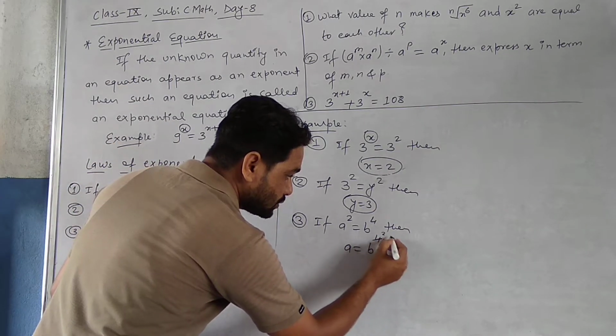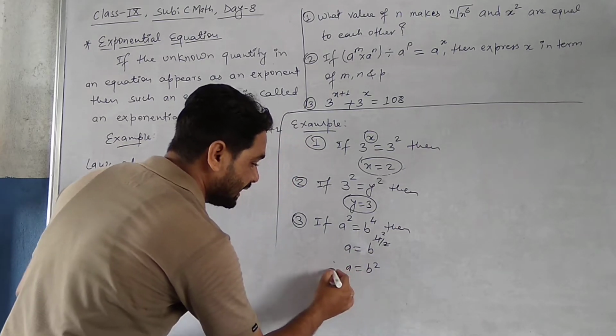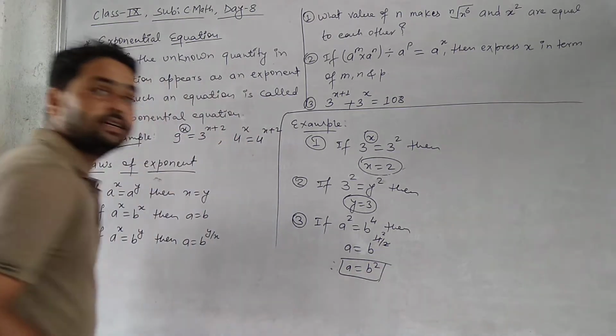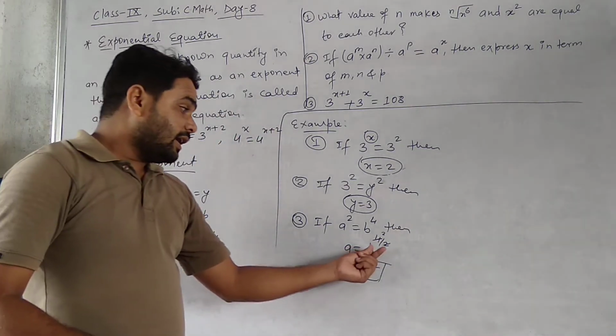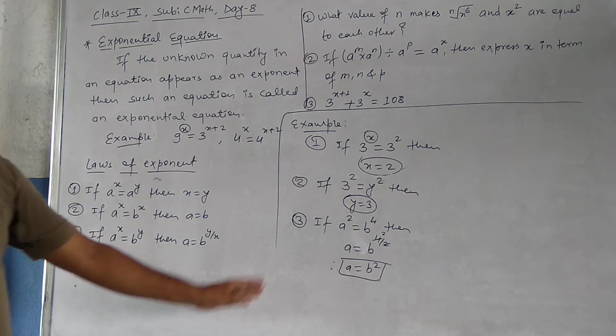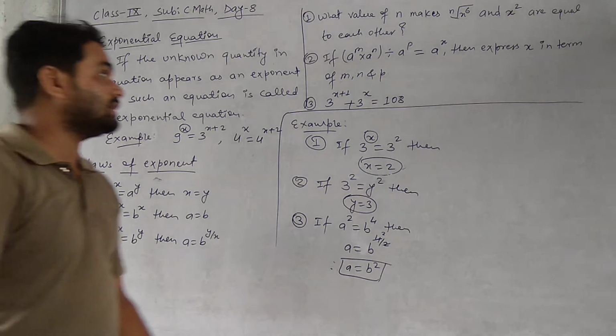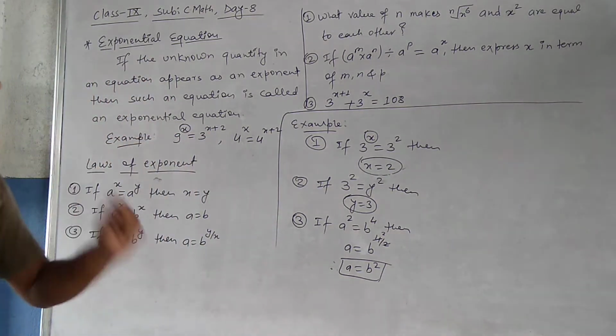2 and the 2, 2 to the 4. We can write A equals B square. We can write like this, no? Yes, in this form A can be written in the form of B. And this application, that means what? These three laws are useful while doing our exercise for the exponential equation.